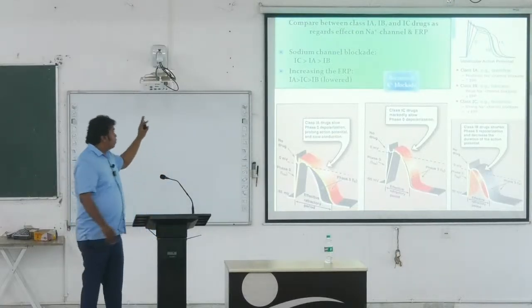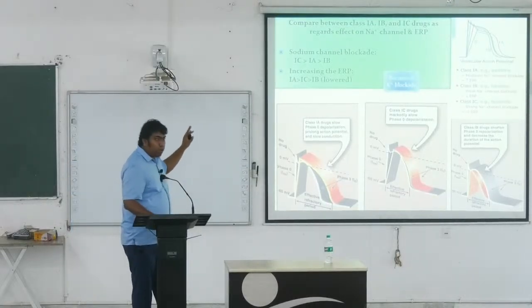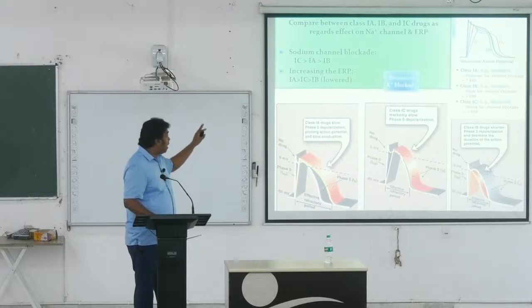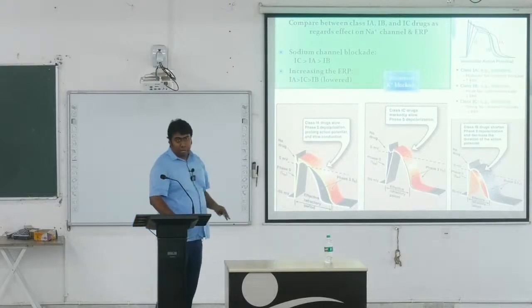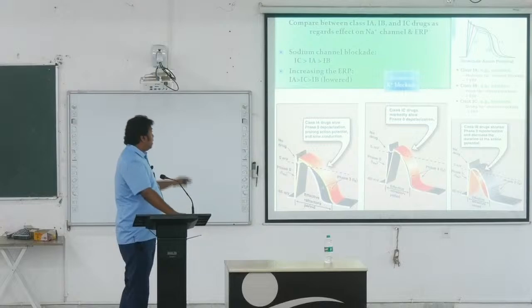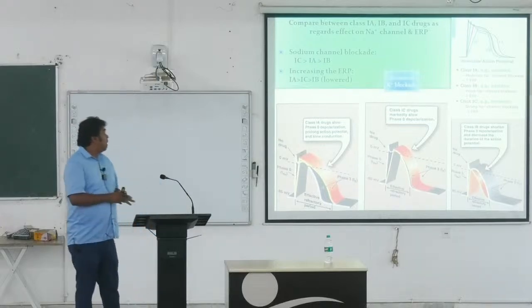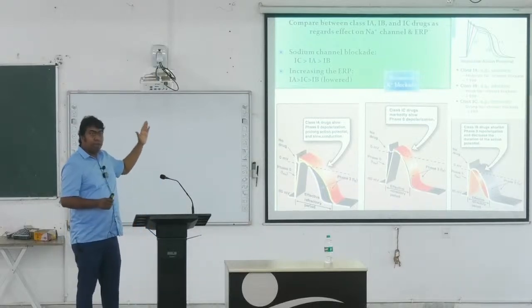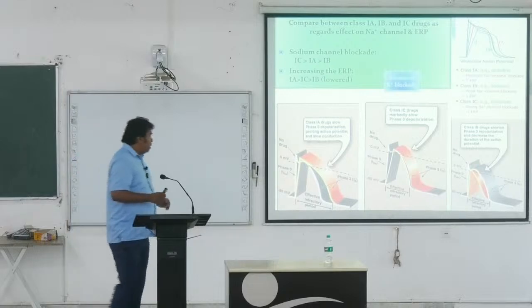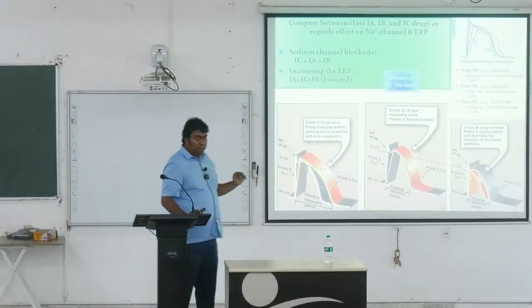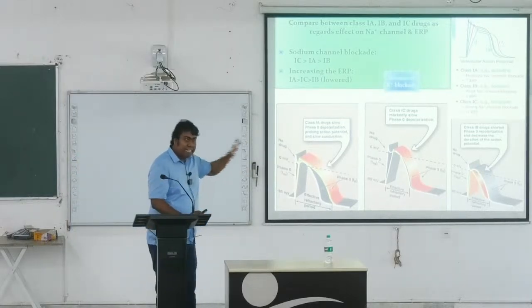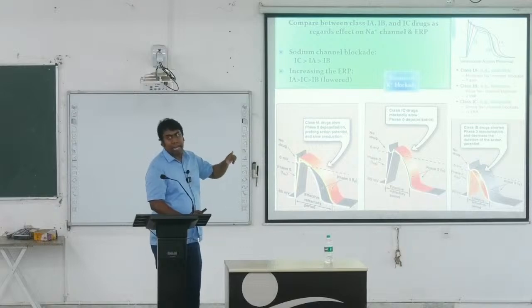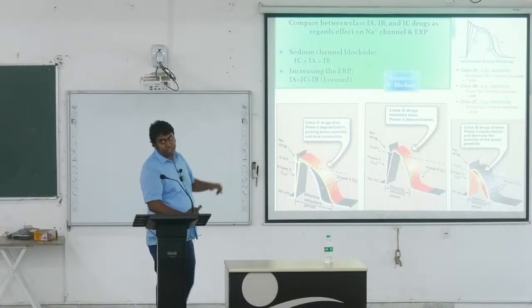For MCQs, sodium channel blockade is most in 1C, followed by 1A, then followed by 1B. In case of increased ERP, it is 1A followed by 1C, followed by 1B. তার মানে দুটো ক্ষেত্রে 1B is the least one.